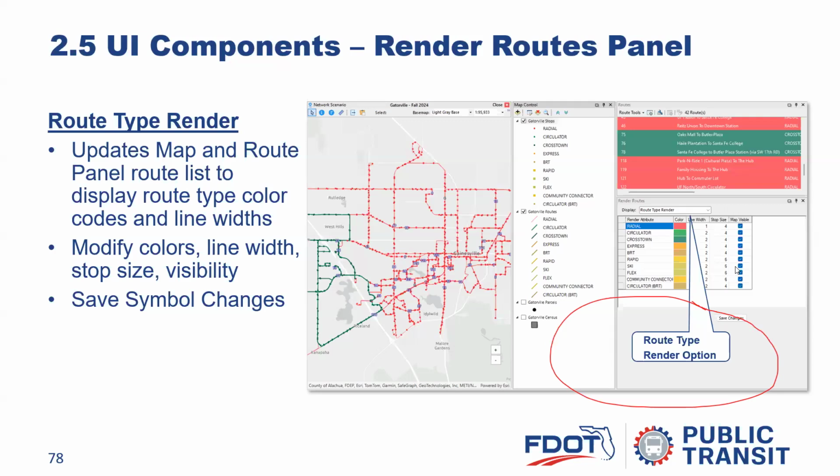So it's just a quick and easy way to show what route types are in your network, where they're at. And then if you want to create a map using these and export it, that's certainly very possible.